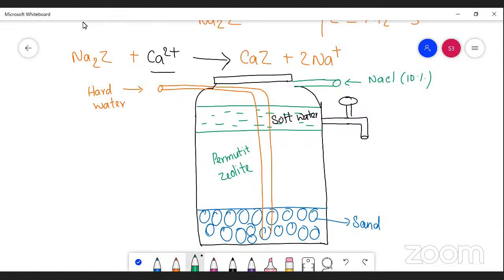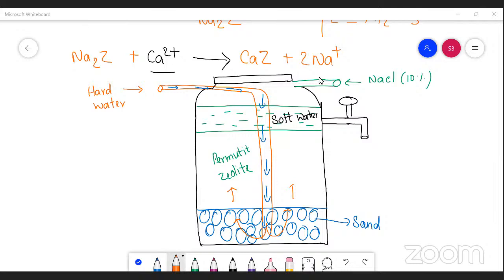Now, listen. In this diagram, we are passing hard water through this permutit. And what will happen? The hard water is entered here through this pipe. Then it will move up towards the upward direction.